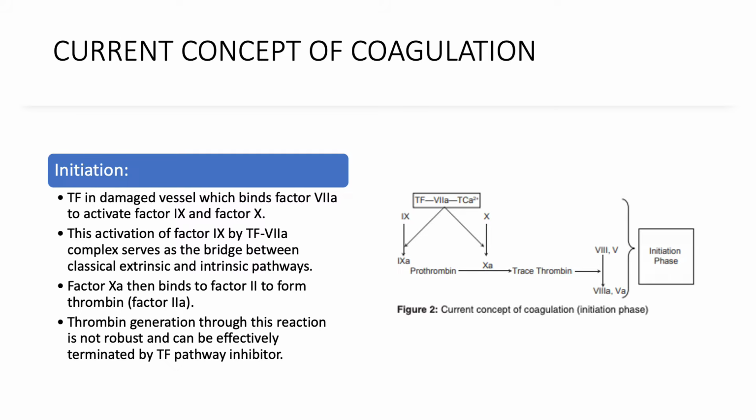You can see here, tissue factor is in damaged blood vessels, which binds to factor 7A to activate factor 9 and factor 10. This activation of factor 9 by the tissue factor 7A complex serves as a bridge between the classical extrinsic and intrinsic pathways. Factor 10A then binds to factor 2 to form thrombin, and thrombin generation through this reaction is not robust and can be effectively terminated by tissue factor pathway inhibitor.